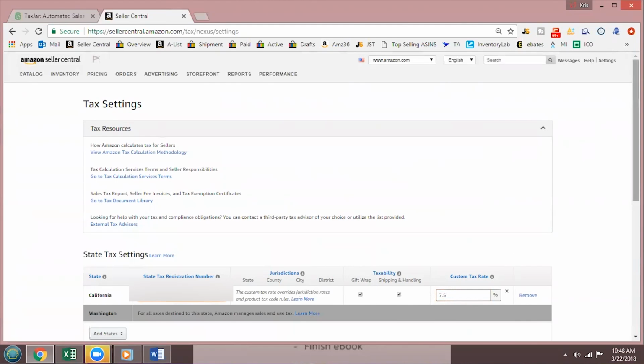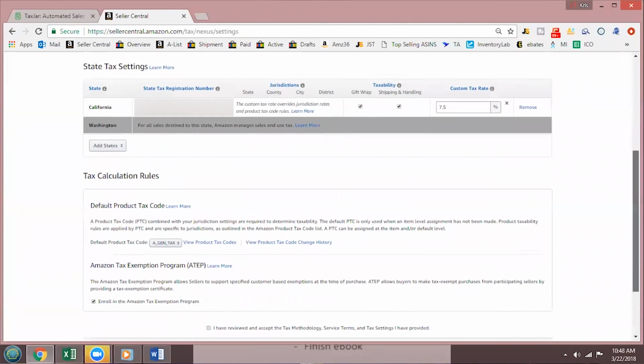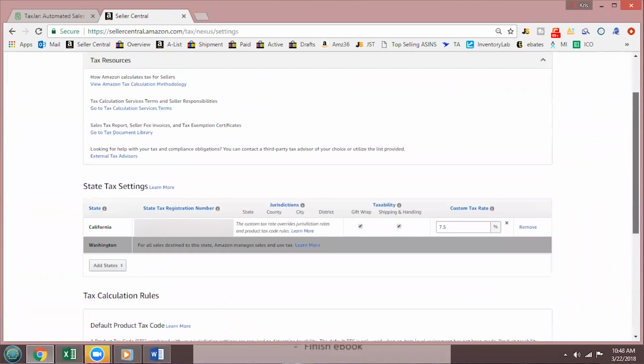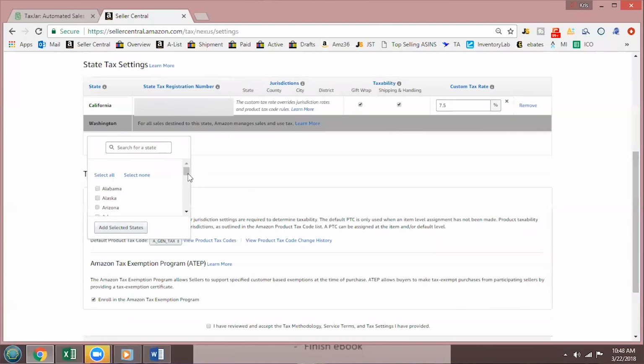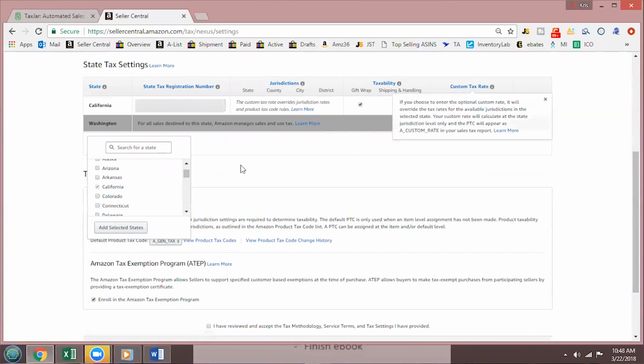Every state is different. This is where you're going to need to reach out to your CPA and see how much you're going to have to be paying. And keep in mind, this does change every year. Your CPA will tell you that. For example, the state of California right now is 7.5%, and it also varies by county. Santa Barbara County, where I'm at, is actually 8.25%.